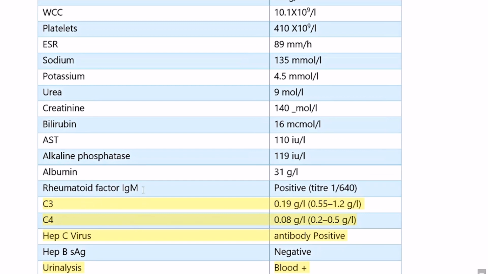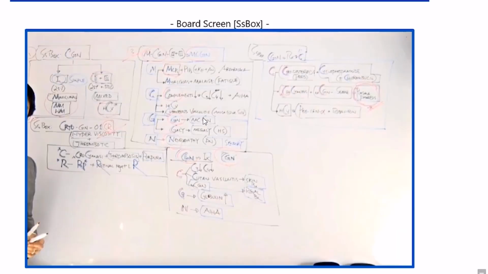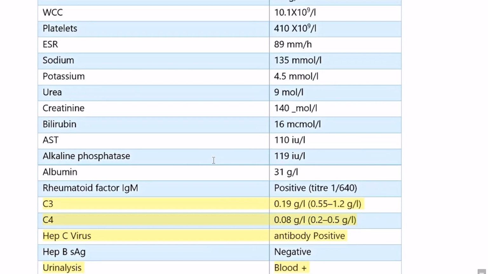Once again, you see the rheumatoid factor IgM is positive. Yes, remember the mixed essential cryoglobulinemia, having the antibody positive. So mixed monoclonal and also polyclonal antibody is positive. So this is also an important criterion of cryoglobulinemia. Next point, the albumin is 31, alkaline phosphatase is normal, but AST is slightly raised, but bilirubin is normal. Creatinine and urea are slightly increased. So that is for the cryoglobulinemia leading to chronic kidney disease.